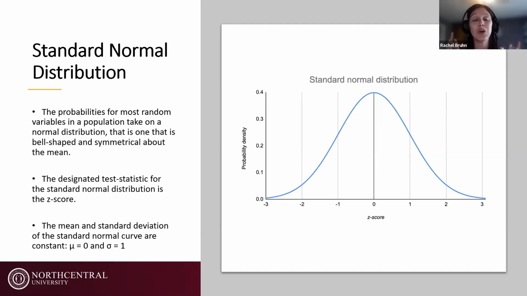Some important things to know about this specific distribution. It has a given mean and standard deviation, hence the reason that it's standard normal. It's a standardized distribution, so it has a mean of 0 and a standard deviation of 1. We could use this standardized scale to allow us to compare data from two different scales. And I'll give an example.